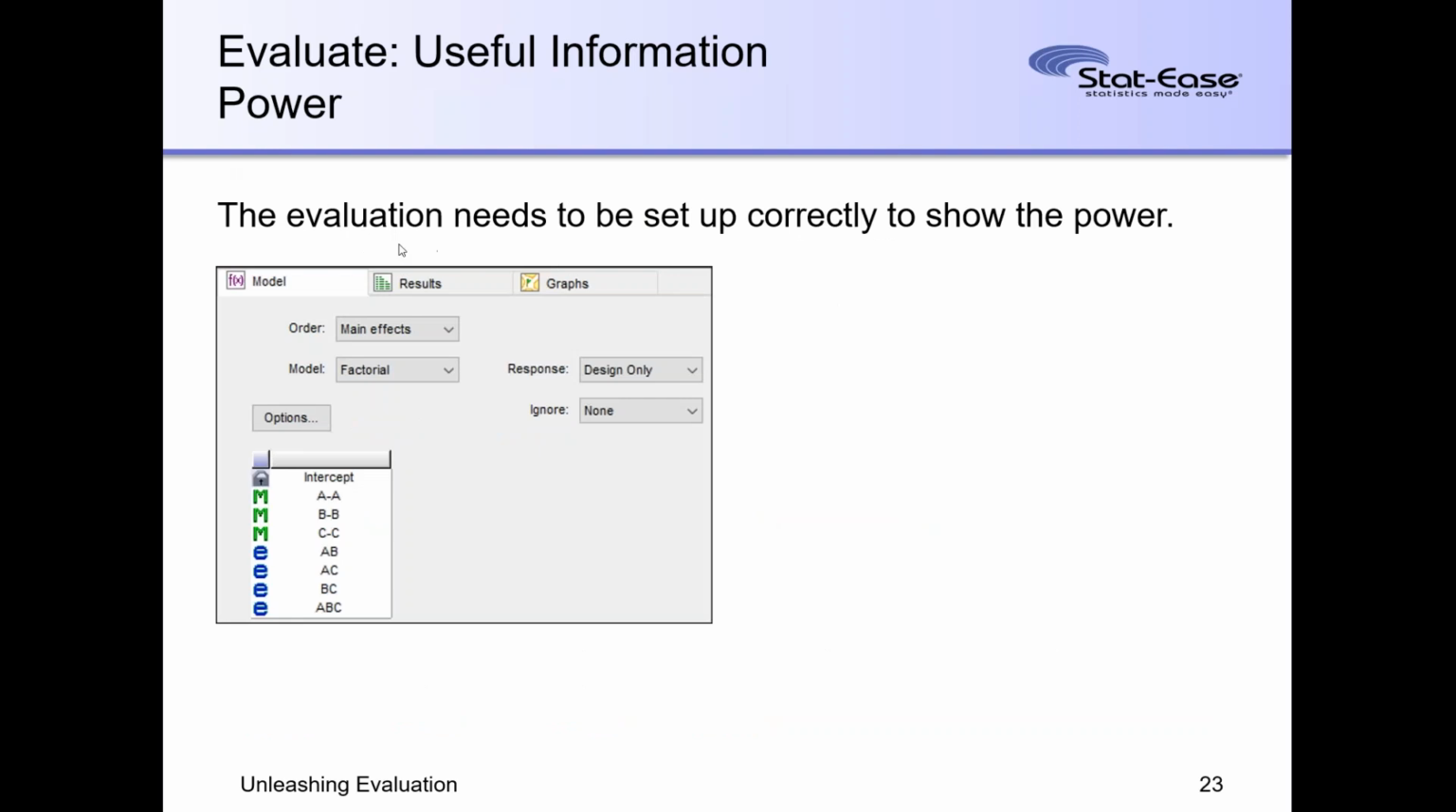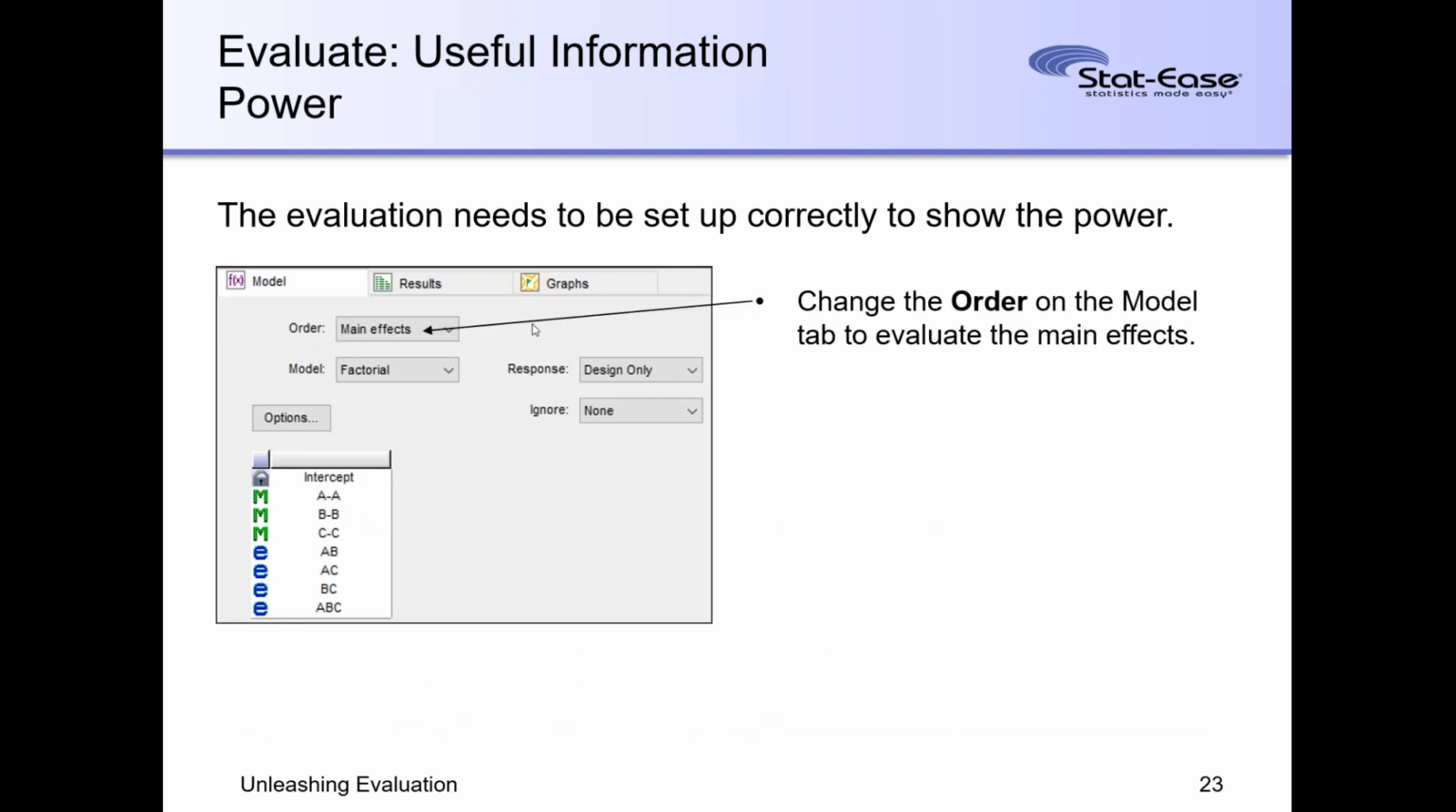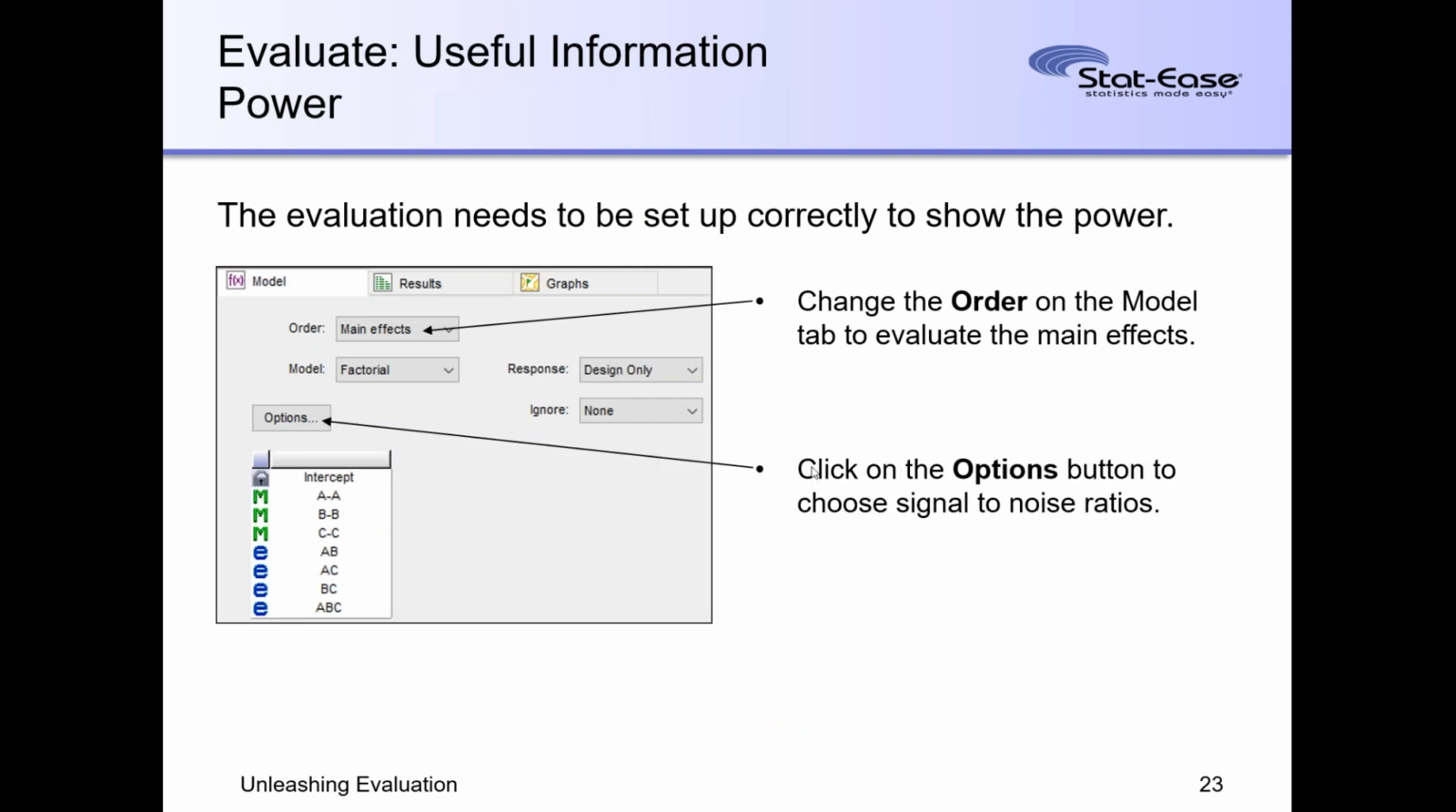On the evaluation side, for instance, if you've already built the design and you're trying to evaluate the power after the fact, the evaluation node needs to be set up correctly to show you the power. First thing that needs to happen is the order needs to change to main effects. You can also use linear effects if the model type is polynomial. Then you can click on the Options button to choose your signal-to-noise ratios to estimate.